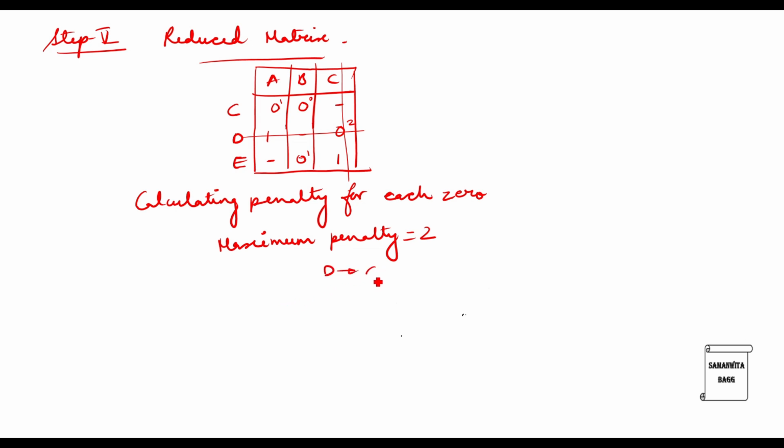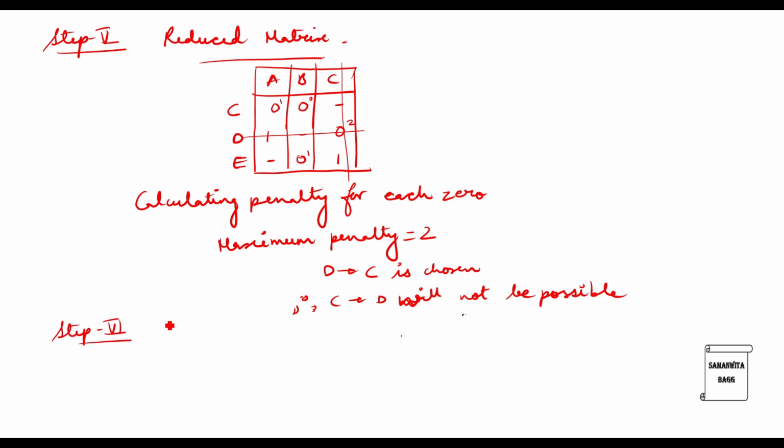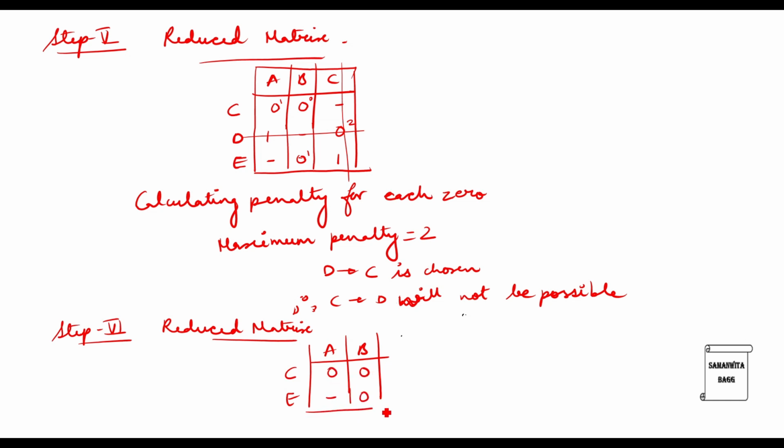So we have D to C as the chosen allocation. Therefore, C to D will not be possible. Anyways, D doesn't remain over here, but still you can write down this is not possible. So again, we will write out the reduced matrix. So write down step 6. What remains is A, B, and here what remains is C and E. So 0, 0 is remaining here, and here is 0 and 1 dash.